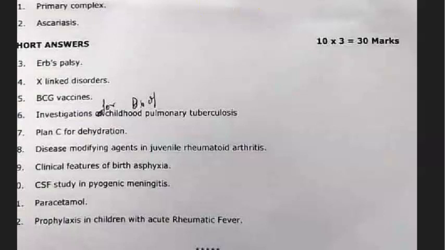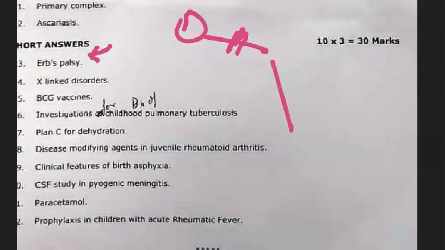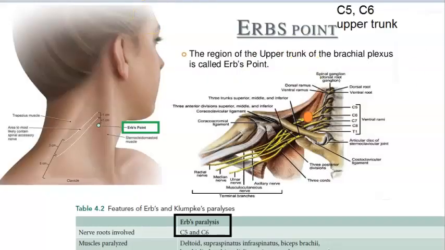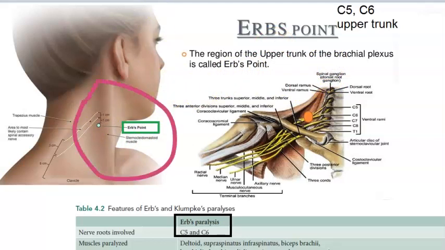So Erb's palsy. For 3 marks, you'll have to write about 6 points. Erb's palsy is seen in newborn infants. C5, C6 are the roots, and here you have what is the Erb's point of the brachial plexus. The region is called the Erb's point, which they have shown here.